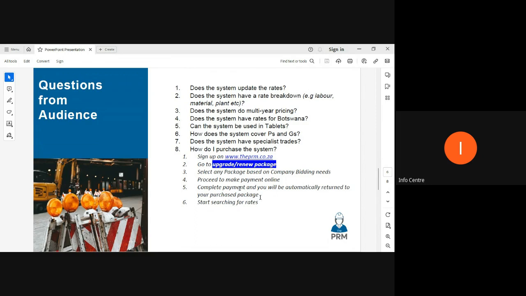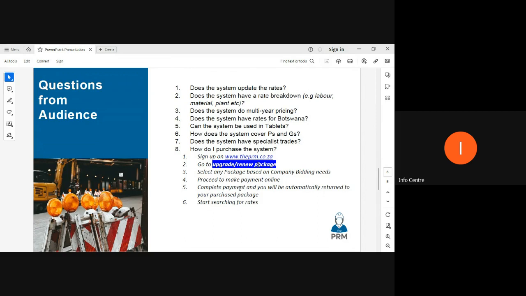Our website, www.theprm.co.za, and sign up to the free trial. You fill it up, everything, and you'll receive an email notification asking you to click here to finish your sign up, and automatically you'll get a free trial account. Inside the free trial account, you'll go to upgrade or renew package.